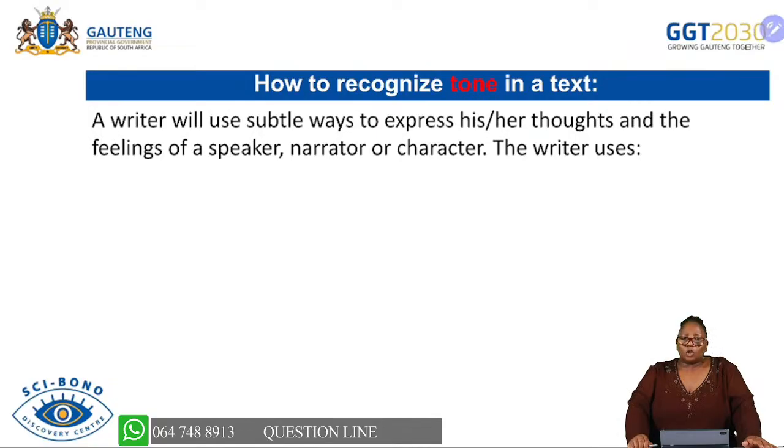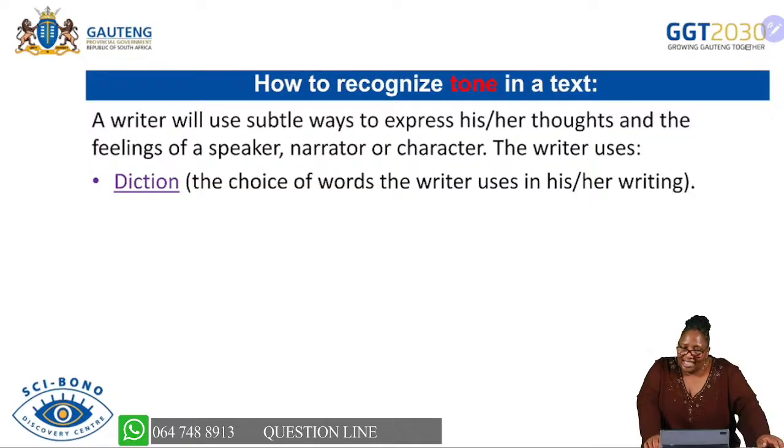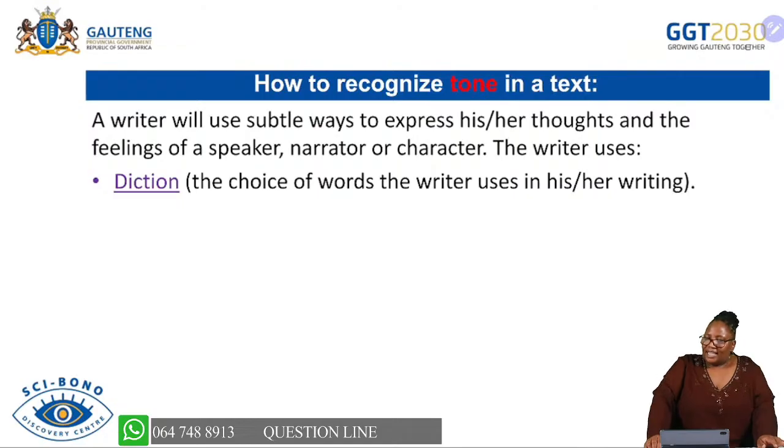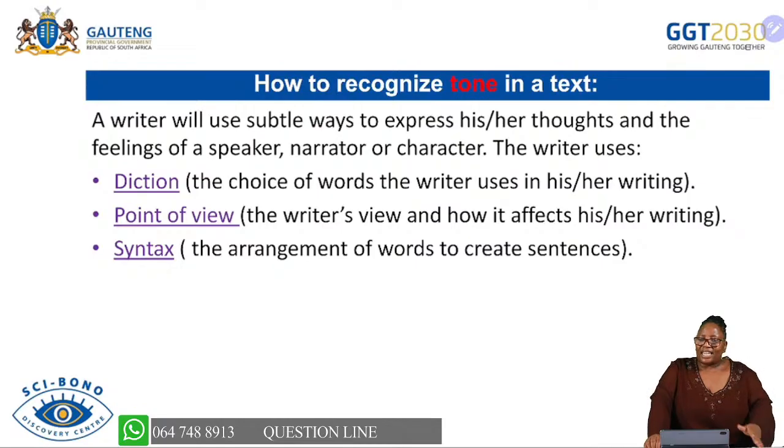How do we recognize tone in a text? A writer will use subtle ways to express his or her thoughts and the feelings of a speaker or a narrator or the character. The words used, diction, the choice of words the writer uses in his or her writing. The point of view, the writer's view, and how it affects his or her writing. Syntax, the arrangement of words to create sentences.